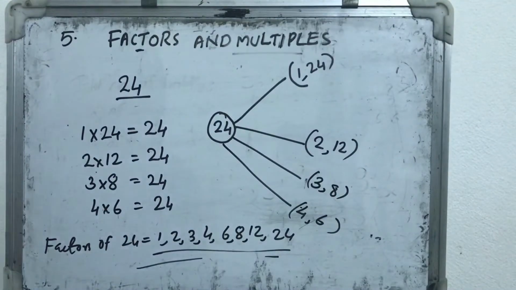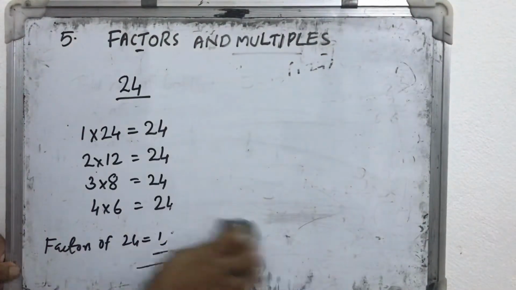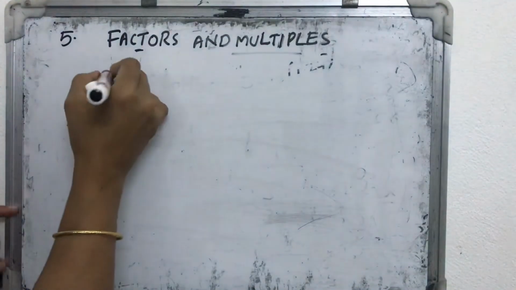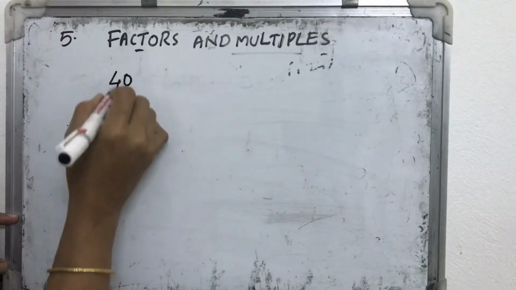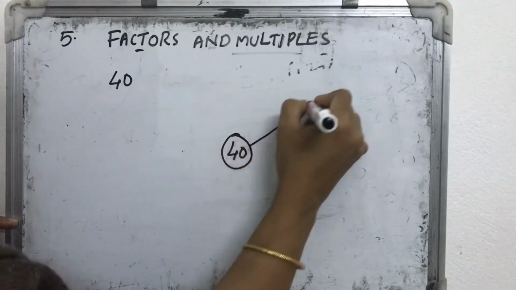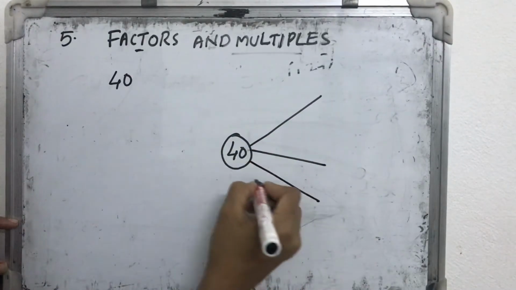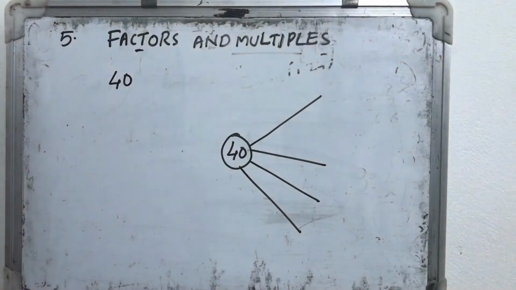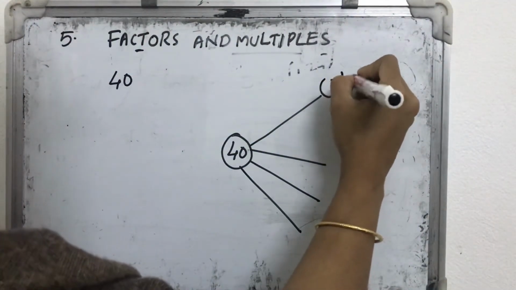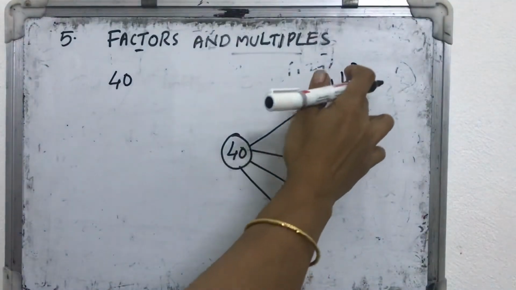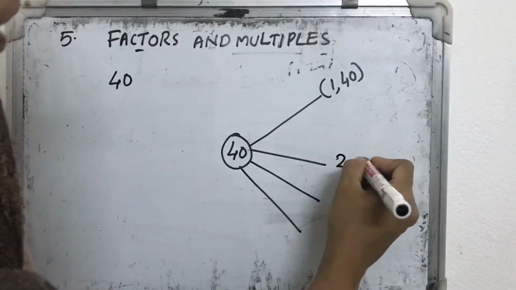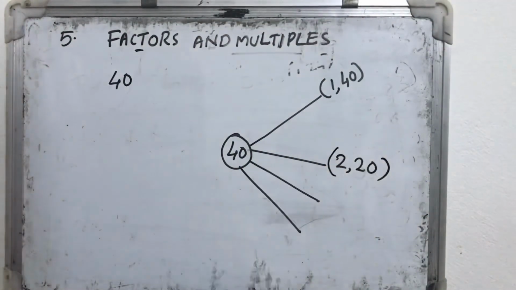Now look at another number, 36, or we can write 40. What are the factors of 40? If we want to write the multiplication story, we think about the pairs whose product will be 40. First we can start from 1. 1 into 40 will be 40. So 1 and 40 are the factors of 40. Now another one, 2 into 20, also 40.